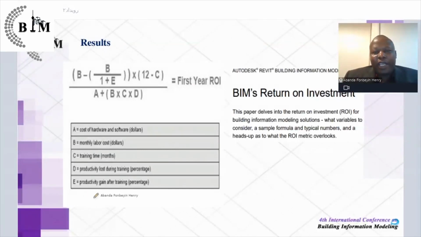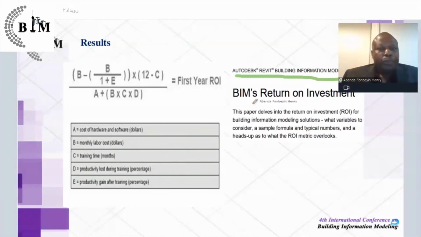The reason I've chosen this is because that is what Autodesk has actually published on its site, not recommended. Autodesk has published this formula for BIM's return on investment. It is an open source article. And it states this. A is the cost of hardware and software in dollars. Of course, you can change it to pounds or whatever currency you want. B is a monthly labor cost. Of course, the labor cost here is the cost of those in a company involved in a BIM compliant project. And then C is training in months.